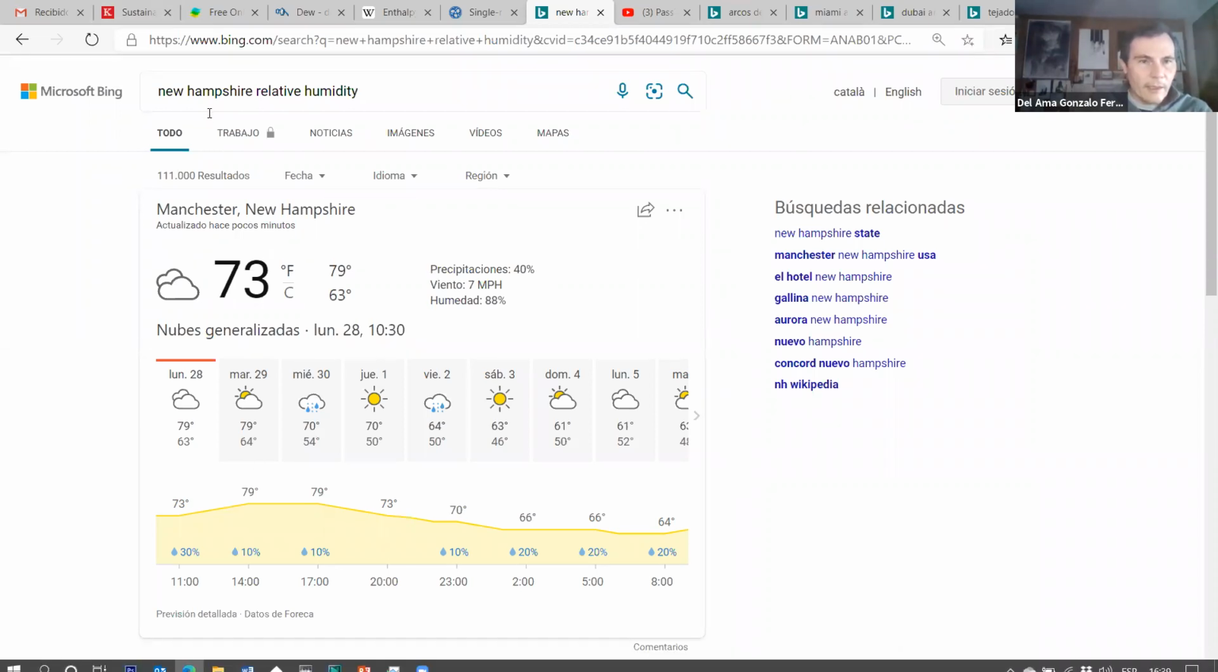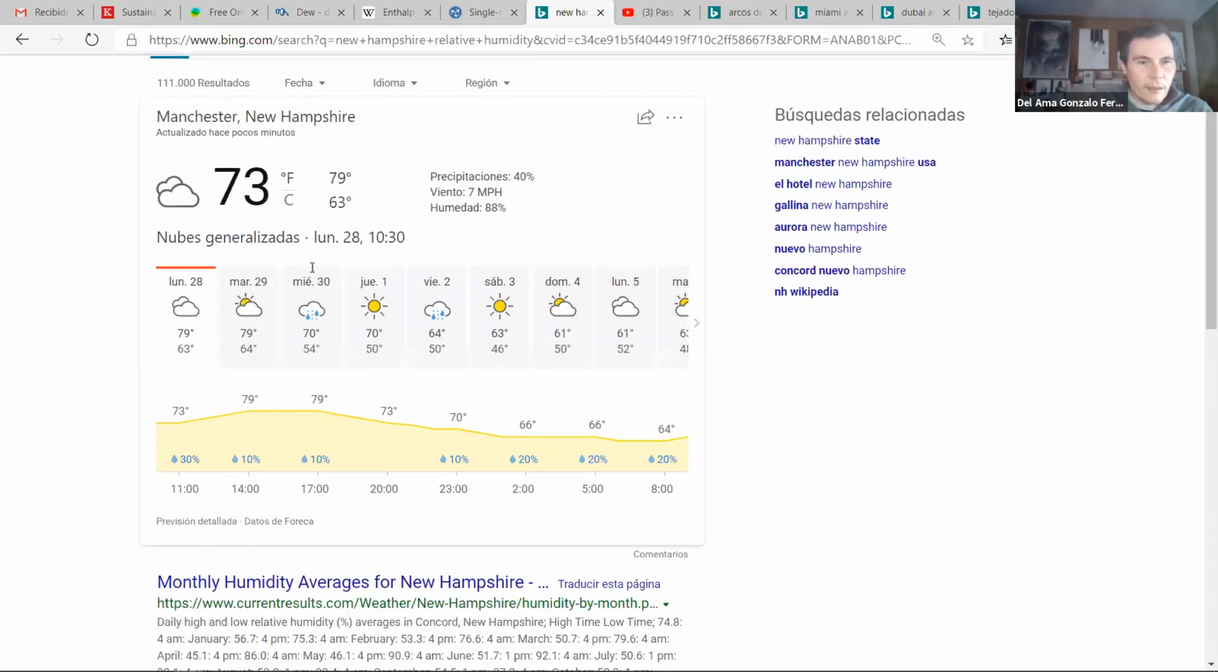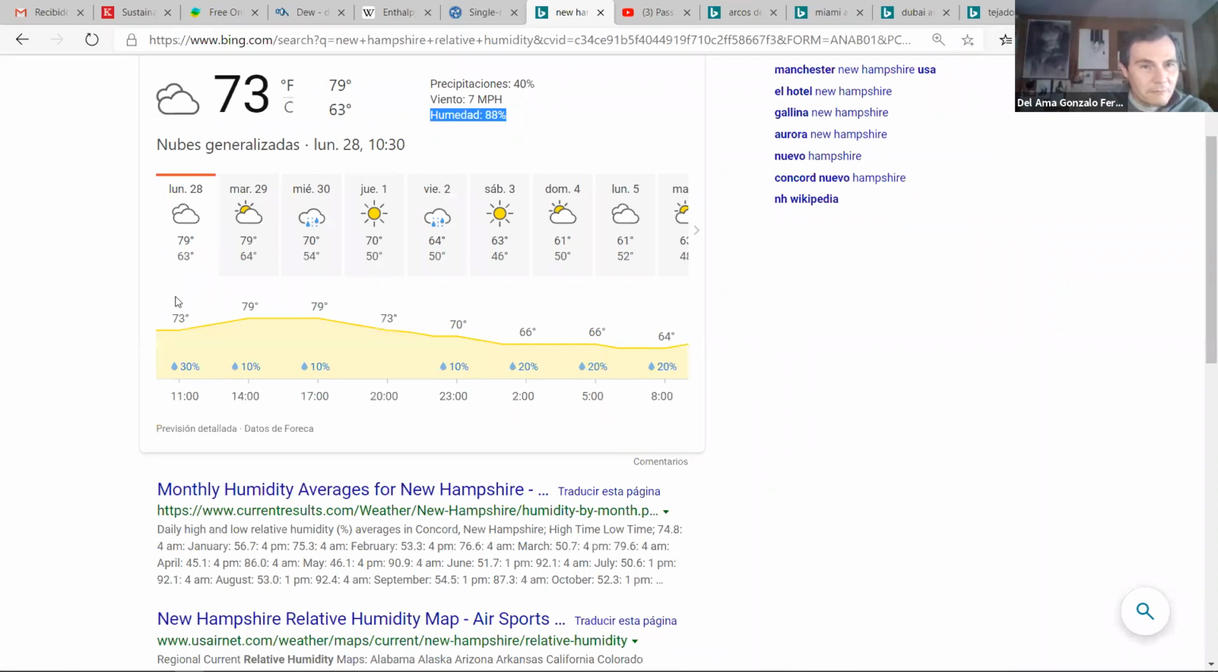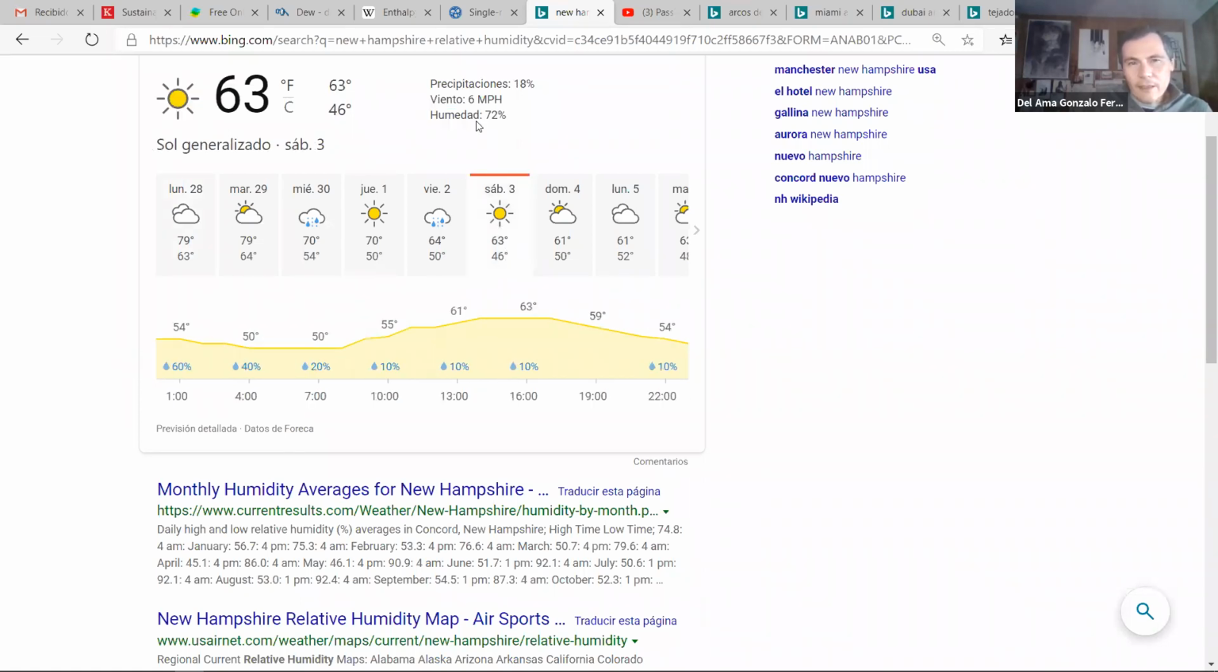Okay, just by clicking this, today, according to this, the relative humidity in New Hampshire is 88%. Is it raining? It's cloudy. Is it? It is. Okay. Yeah, so on cloudy days when it's raining, the relative humidity is higher. If we have a sunny day, the relative humidity will be lower.